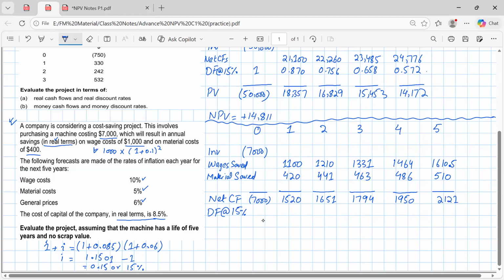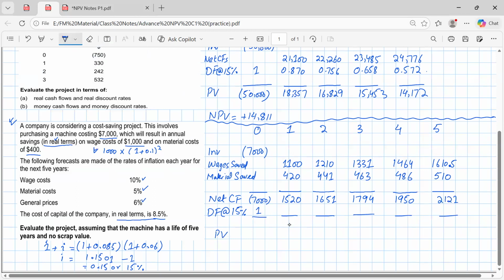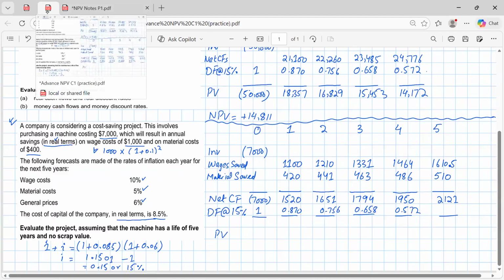Now you need to discount them at 15%. For year zero, the discount factor is always 1. Now let's write down the discount factors at 15%: 0.870, 0.756, 0.658, 0.572, and for the last year it was 0.497.